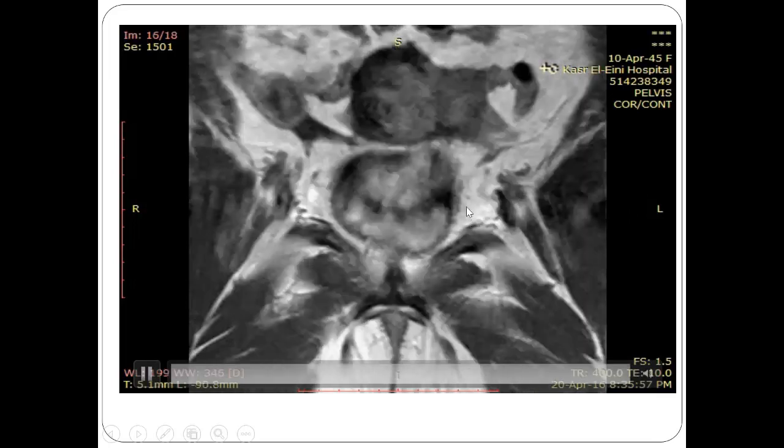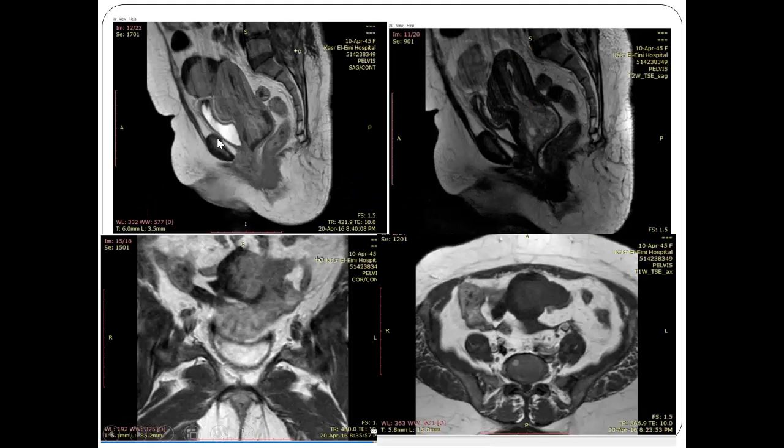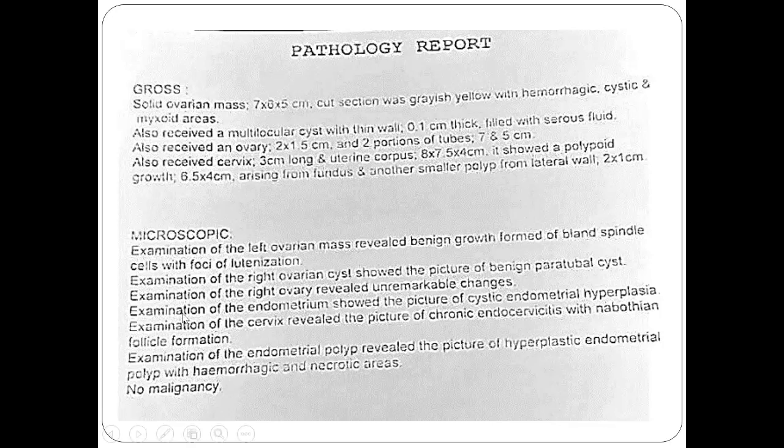There are no lymph nodes. Here is the left adnexal mass, and here is the polypoidal intracavitary mass coming from the uterus. And that was the pathology. The left ovarian mass was a benign growth. From the MR picture, because it is well defined and takes homogeneous delayed enhancement in the post-contrast study, it is just a benign growth, and I thought from the picture that it may be a fibrothecoma or fibroma.